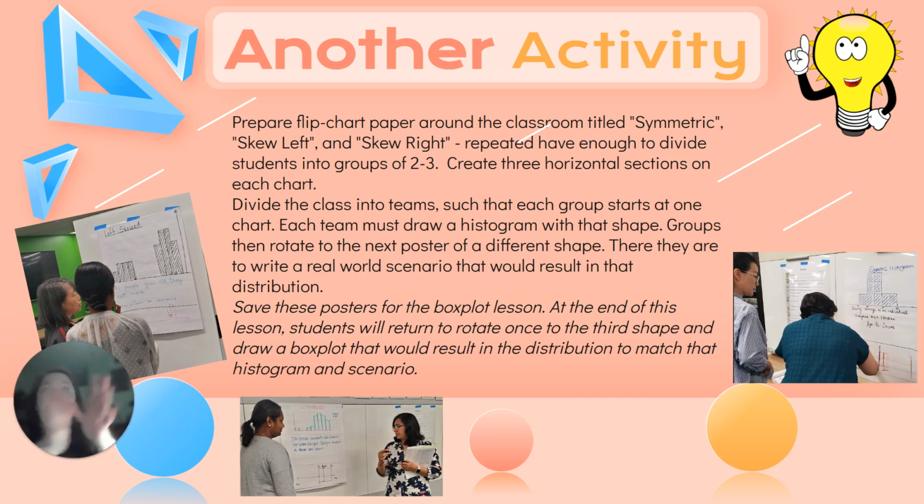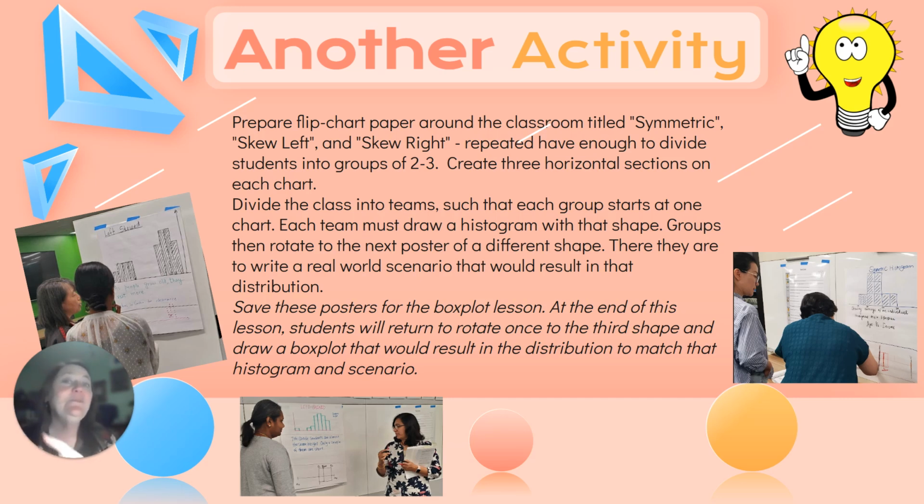Then they start at one of the posters. So if I'm a group, my group starts at symmetric. Our first task is to just draw a histogram of that shape, not to put it in any context at all. Just draw a basic histogram. No words, no nothing on it. Just a plain old histogram that looks symmetric in shape. They don't get a heads up about this, but they're sitting there talking about what a symmetric one would look like, and they get it drawn.